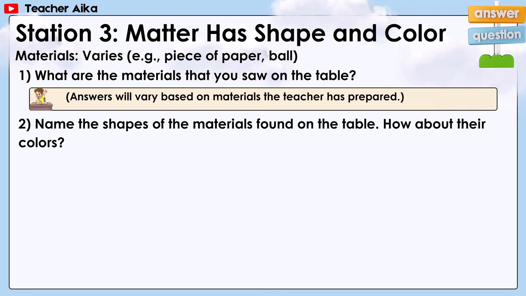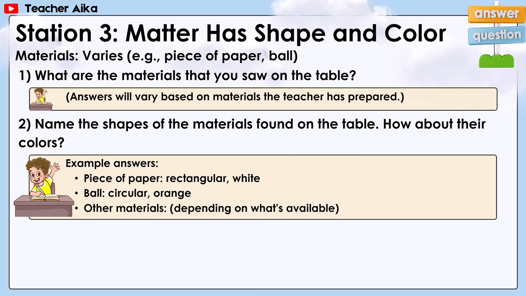Number 2. Name the shapes of the materials found on the table. How about their colors? Possible answer: piece of paper, rectangular, white; ball, circular, orange; other materials depending on what's available.